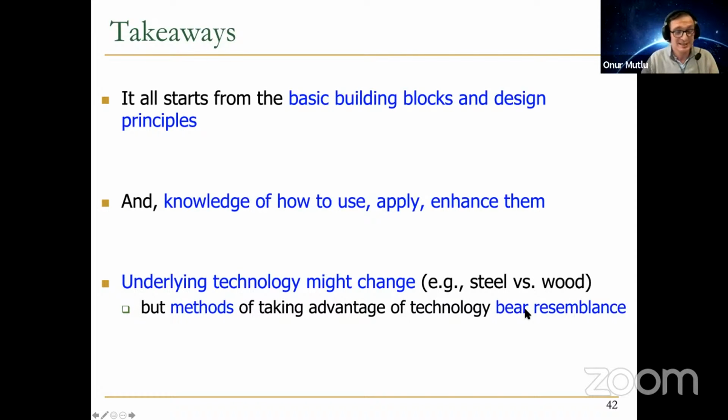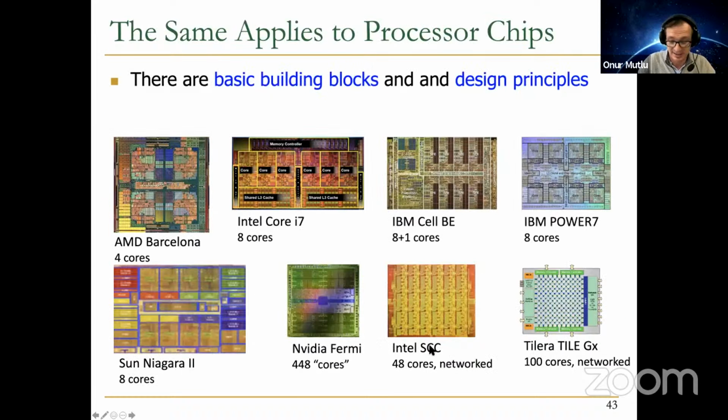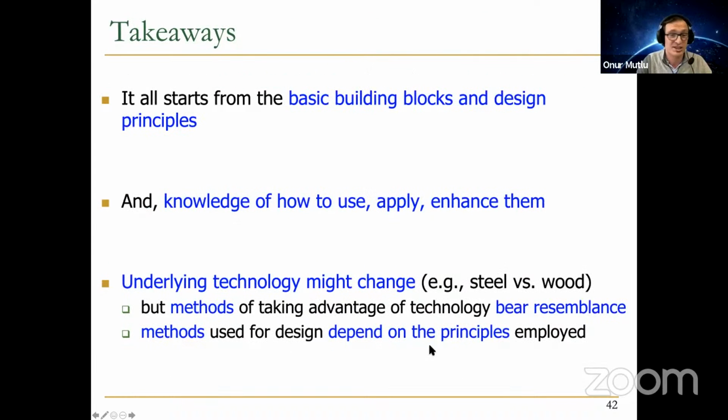So you may still take advantage of, for example, caching, locality, which are principles that we will discuss, pipelining, to take advantage of the underlying material and technology, regardless of what the technology looks like. But of course, as you design the architecture and the algorithms together with the technology, you can do better, but some principles will remain for sure. And methods used for design depend on the principles employed as well. And we're going to talk about that quite a bit in this lecture.